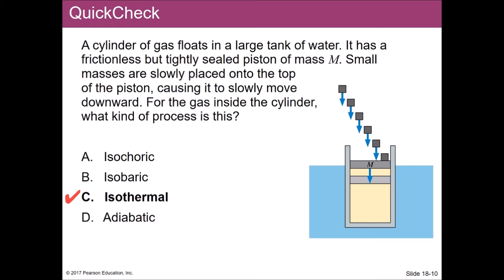Okay, let's go through the options. Well, the volume's changing, so it's not isochoric. We're adding masses to the top, which is increasing our pressure, so it's not B. The fact that it is in this giant tank of water means that any work that's being done on this gas, that heat is coming out. And the idea with the bath is that it can maintain the temperature because you're basically sending out heat to a very large amount of water out there. And so there's definitely a heat flow, but this setup allows the temperature to remain the same.